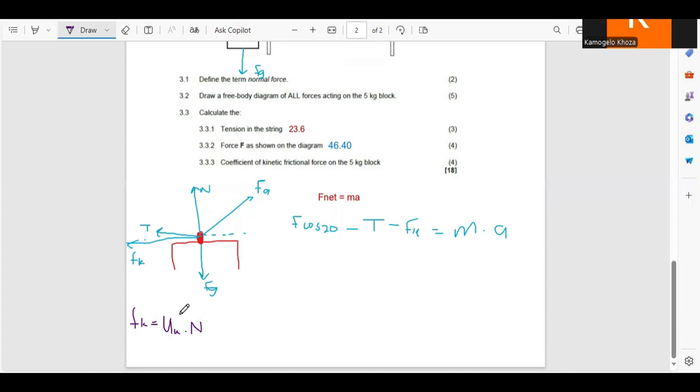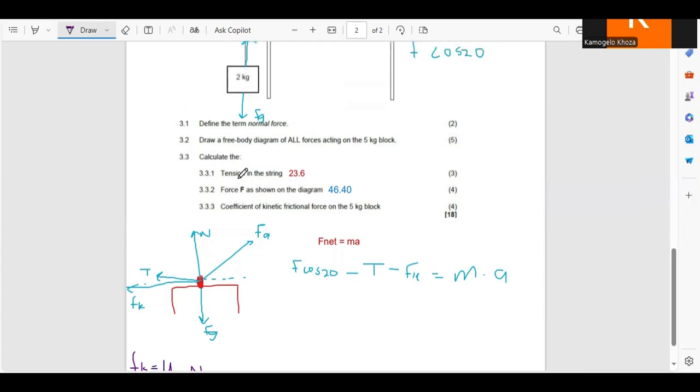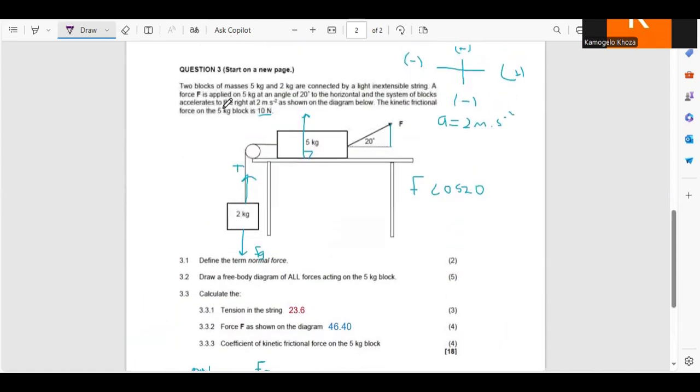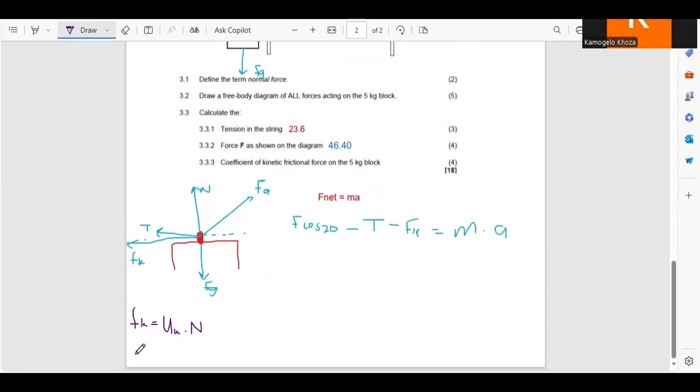Taking a look at what we have, we need the coefficient of the kinetic frictional force on the 5 kg block. What do we have with regards to the 5 kg block? Making reference to this formula, do we have our kinetic frictional force? Yes, we are given the kinetic frictional force as 10 newtons, so we have 10 already, and this is equal to mu k multiplied by normal force. Now, do we have the normal force? Nope, we need to calculate the normal force.